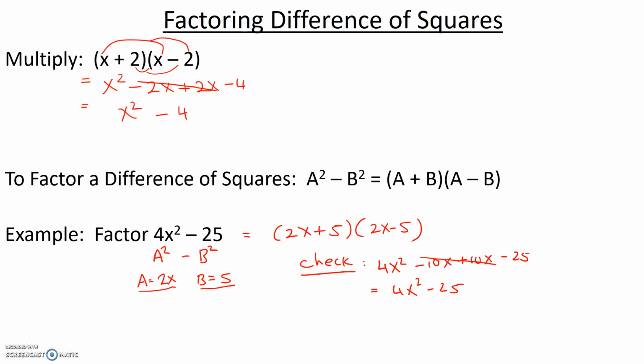Now again, this works because 4x squared is a perfect square, so we'll get the same terms, 2x and 2x. Negative 25 is a perfect square, but because it's negative, we get one positive and one negative, which leads the middle term to add to 0.